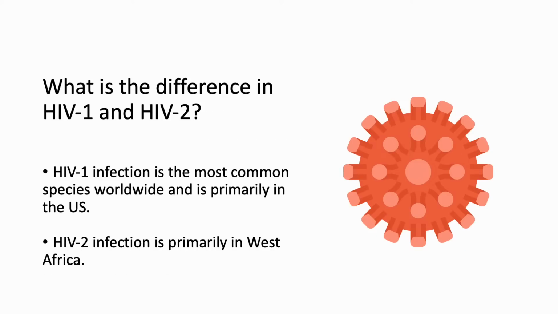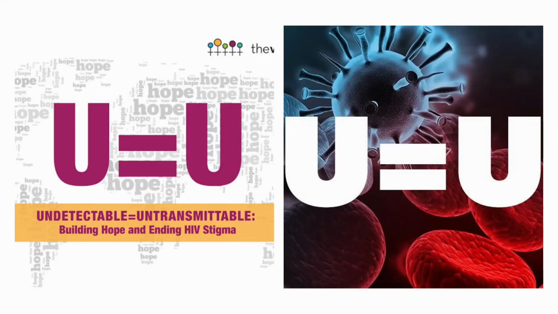What is the difference in HIV-1 and HIV-2? HIV-1 infection is the most common species worldwide and is primarily seen in the US. HIV-2 infection is primarily in West Africa. Highly active retroviral therapy has the capability to suppress HIV to undetectable levels.